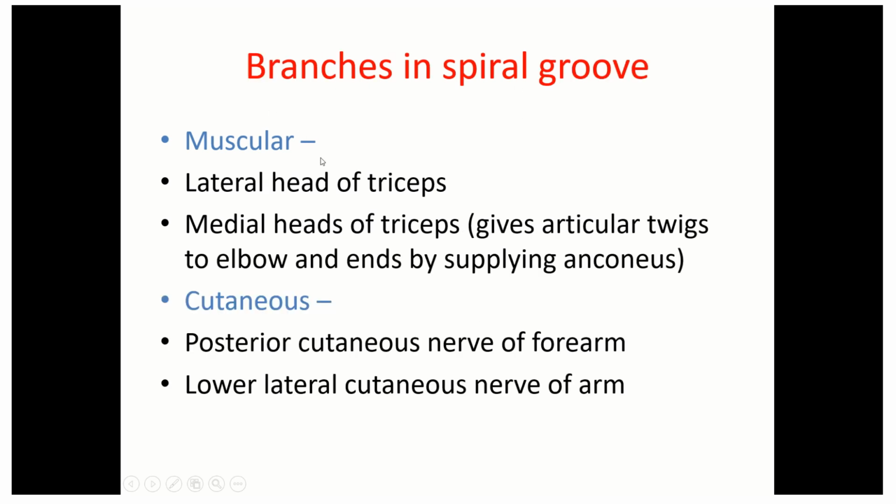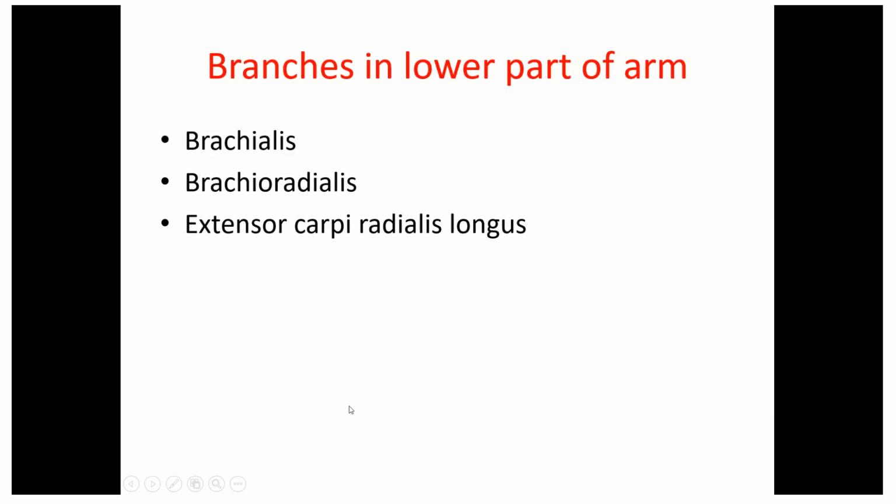And you can see here the branches in the spiral groove: muscular branches, one to the lateral head of triceps, the other to the medial head of triceps. It also gives articular twigs to the elbow and ends by supplying anconeus. Cutaneous branches are the posterior cutaneous nerve of the forearm and the lower lateral cutaneous nerve of the arm. Then the branches in the lower part of the arm: you can see brachialis, brachioradialis, and extensor carpi radialis longus.